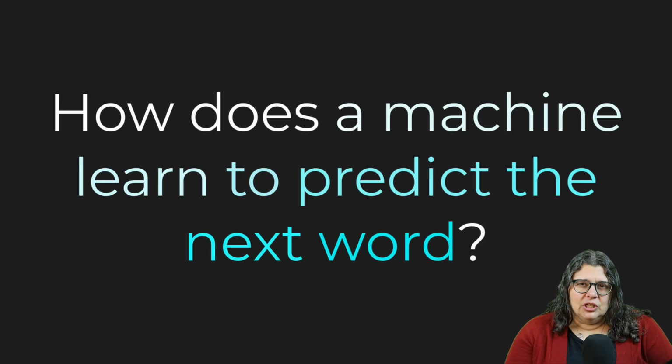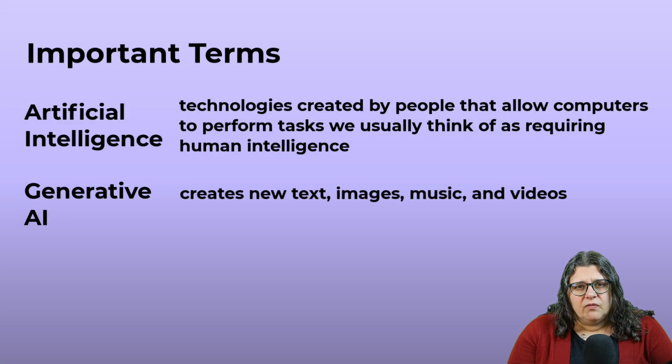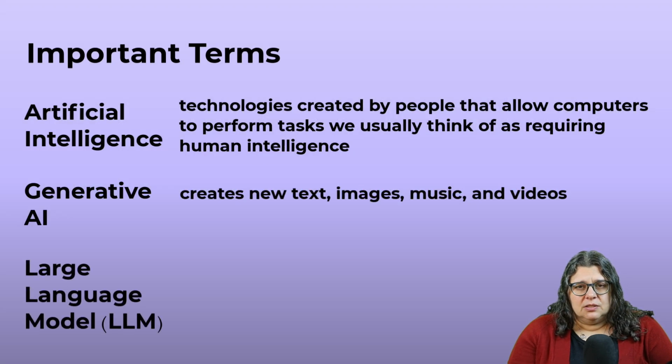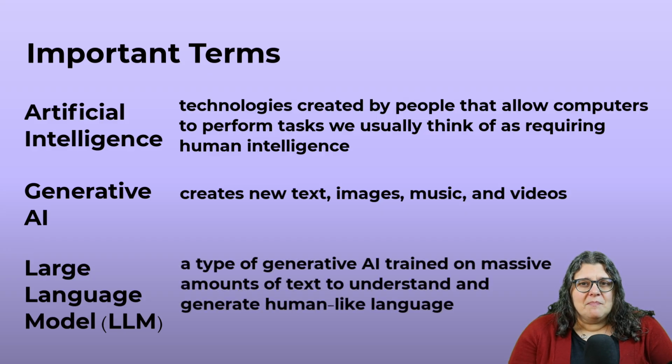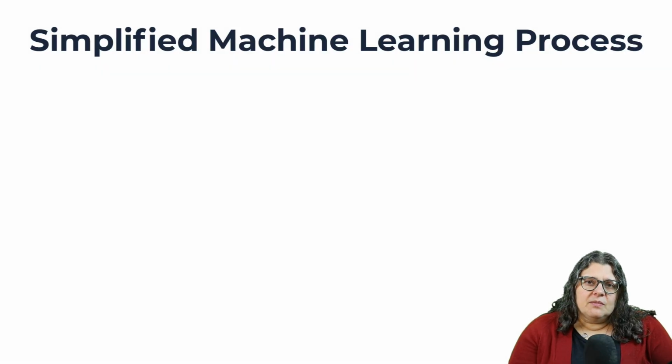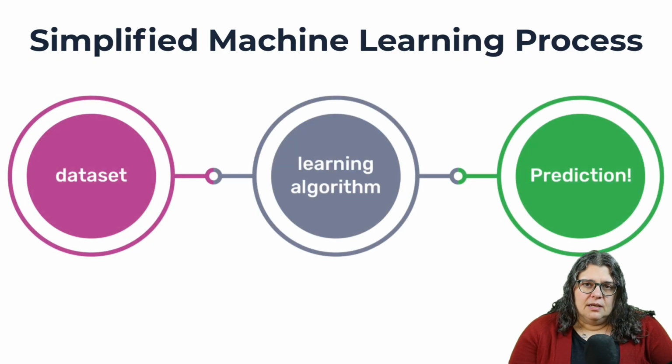How does a machine learn to predict the next word? There are many approaches, but here we'll focus on large language models, or LLMs. An LLM is a type of generative AI trained on massive amounts of text to understand and generate human-like language. It's the engine inside chatbots like ChatGPT. We simplify the machine learning process into 3 main steps: the dataset, learning algorithm, and prediction.